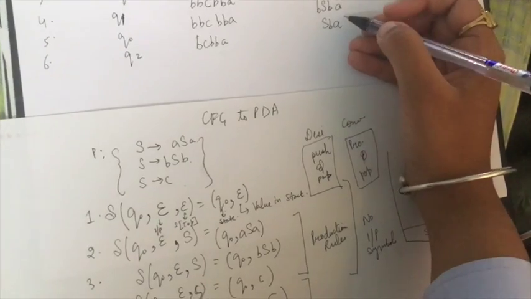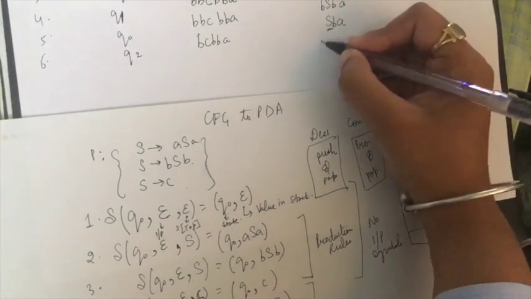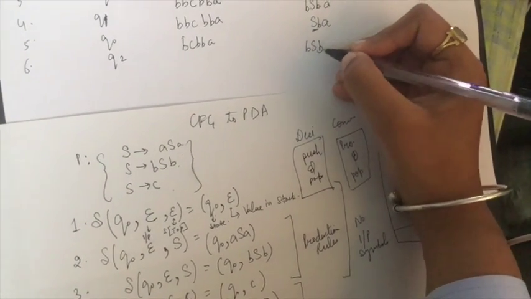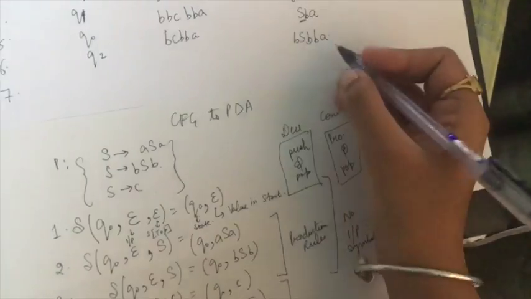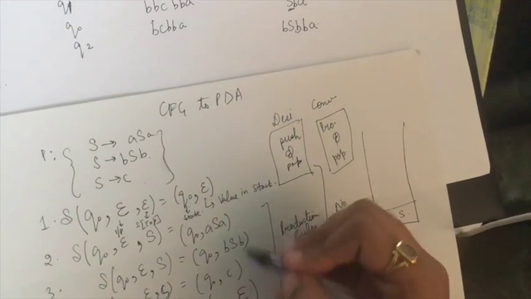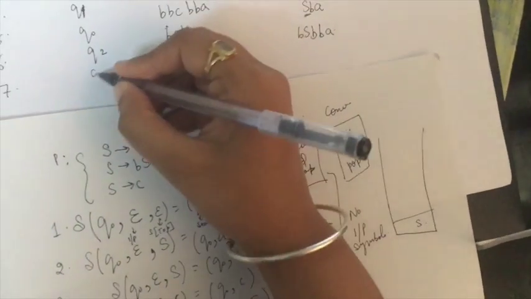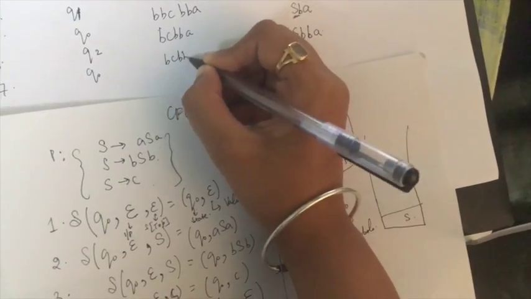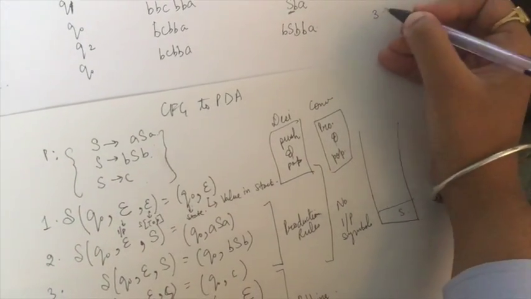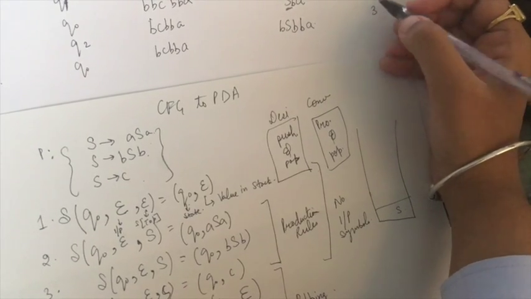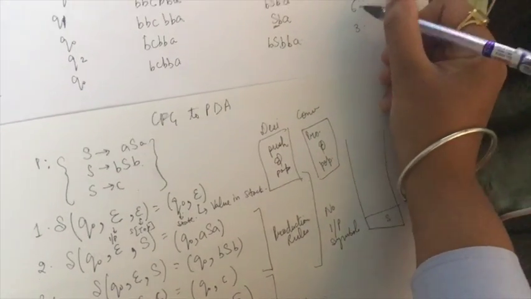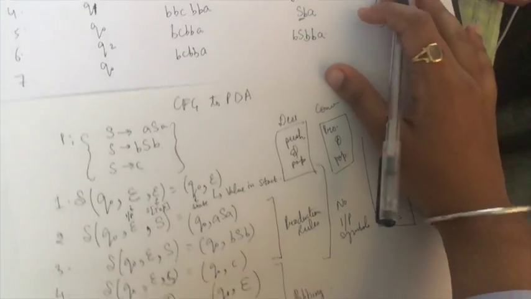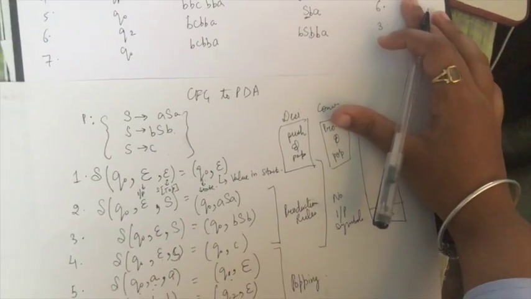Now again, I substitute this S with BSB, one more B and A. Okay, this is done using the transition number 3, and the state there is Q0, BC, BB, A, and transition number 3. Okay, and this popping had taken place using transition number 6.